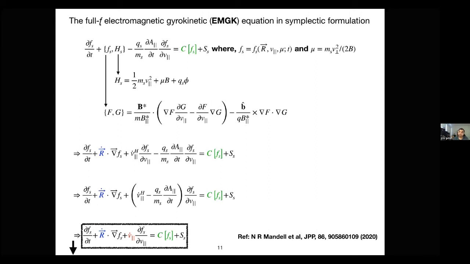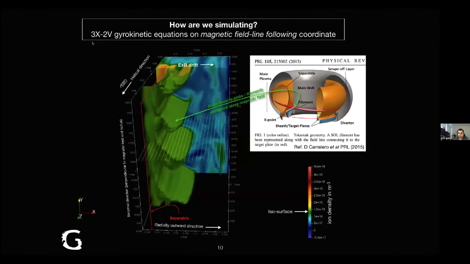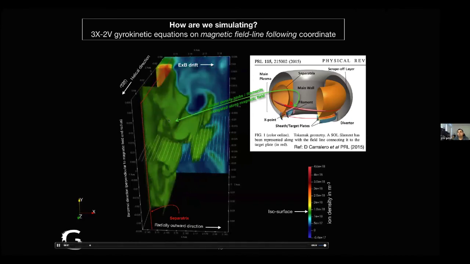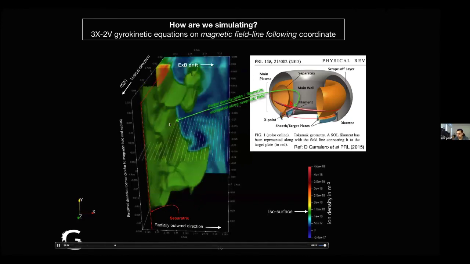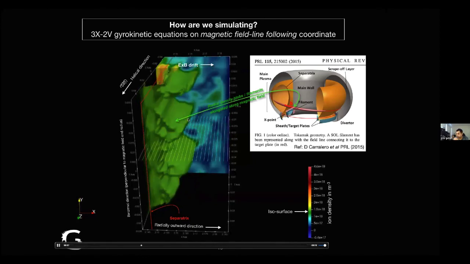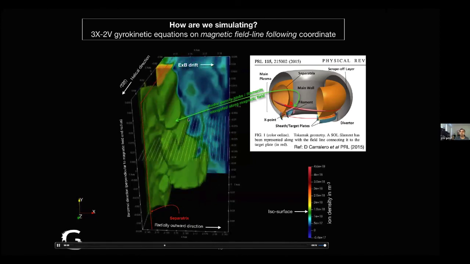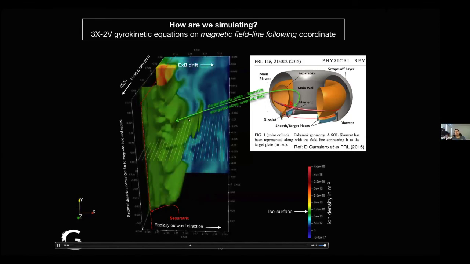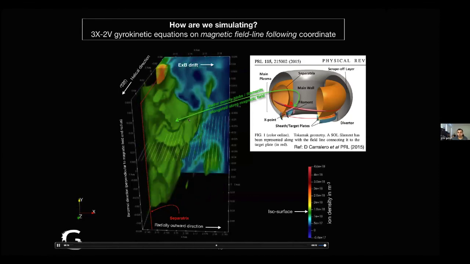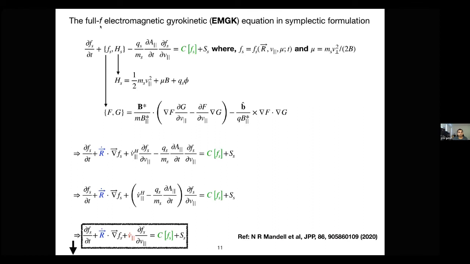Delta F means you split the distribution function. Here F is the full distribution function. Earlier people used to take a Maxwellian distribution and the deviation from the Maxwellian. So that's F equals F Maxwellian plus delta F, and they simulated just the deviation. But you can see that here things are pretty much turbulent and violent. Specifically in the presence of ELMs, edge localized modes, the assumption of delta F is not really good. So it's better to simulate with full F. It's more computationally expensive, but it's probably okay.